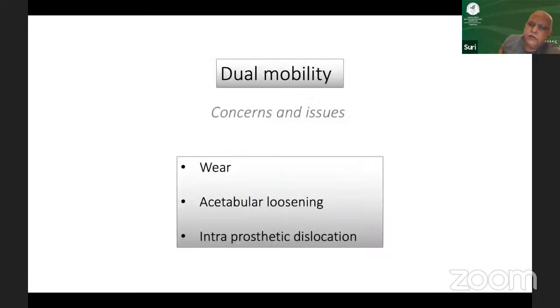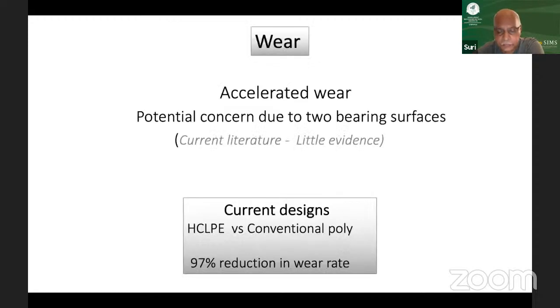None of the procedures, none of the materials, prosthetics have been without any concerns. And three major concerns one should be aware of when you're talking of dual mobility are wear, acetabular loosening, and intraprosthetic dislocation. These three were the concerns which have been discussed extensively earlier on and to some extent even now. But things have changed in the last 2 decades, I think 10 to 15 years, with the advent and the use of the cross-linked polyethylenes and the designs of the dual mobility.